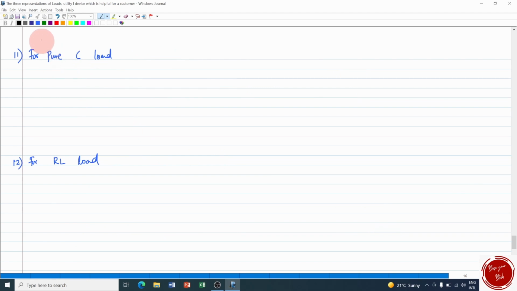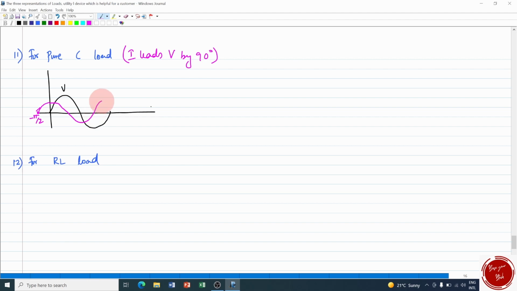Moving on to pure capacitive load. This is the voltage signal. Here we know that the current leads voltage by 90 degrees for a pure capacitive load. Current leads means I should take 90 degrees before this origin. That is, let me start the current wave from this point. This will be negative pi by 2. So the current starts from here, starts initially and reaches here like this. This will be the current waveform, and this separation will be exactly pi by 2.